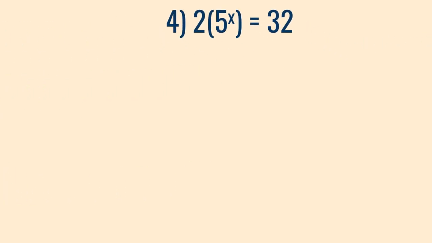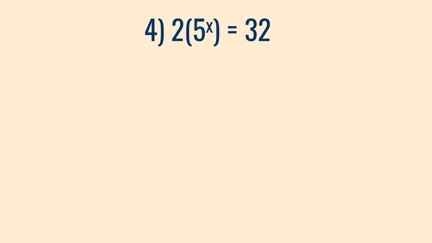Okay, trying to get that 5 to the power of x by itself, so I have to get rid of that 2. How do I move that 2? What do I have to do? 2 times 5 to the power of x. So I have to divide by 2. Okay, dividing both sides by 2, because of multiplication, the opposite or the inverse is division. So now I'm going to have 5 to the power of x equals 16.